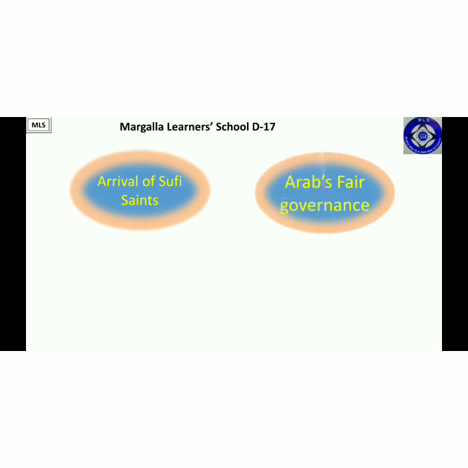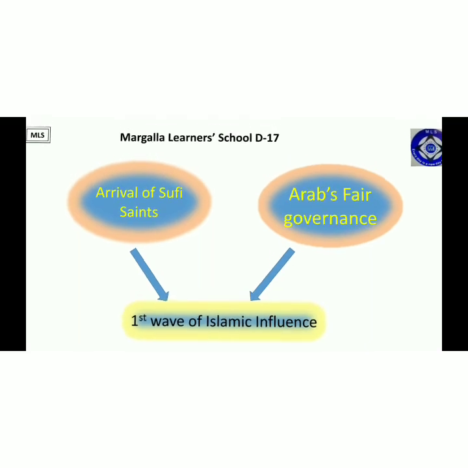And then Arab governance. Through Muhammad bin Qasim's invasion of Sindh, he led the foundation of Islamic governance, which was ruled by Arabs. So Arab governance was fair and based on justice. Both these reasons led to the foundation of the first wave of Islamic influence. It influenced the people over there and they tried to study Islam and they found it a very good religion and ultimately they converted to Islam.